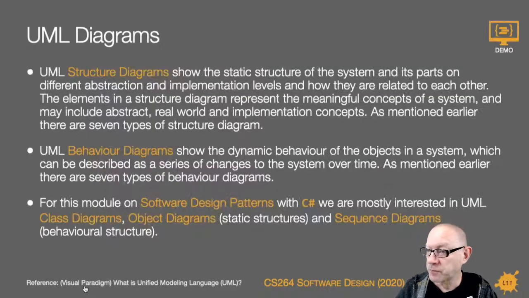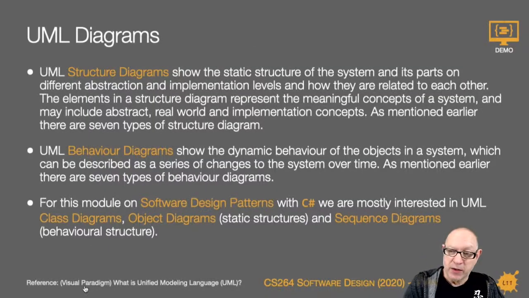Right. So here we go then, in terms of just a summary of these. The structure diagrams show the static structure of the system and its parts on the different abstraction and implementation levels and how they're related to each other. The elements in a structure diagram represent the meaningful concepts of a system, and that may include abstract, real-world and implementation concepts. As I mentioned earlier, there are 7 types of those.